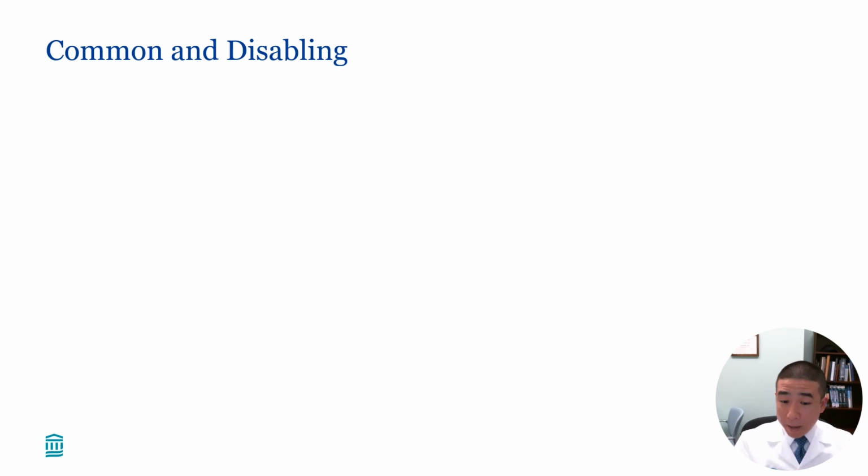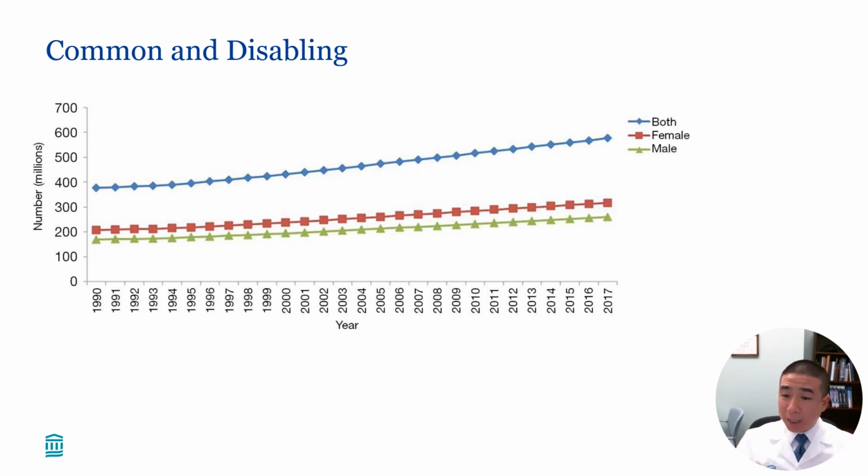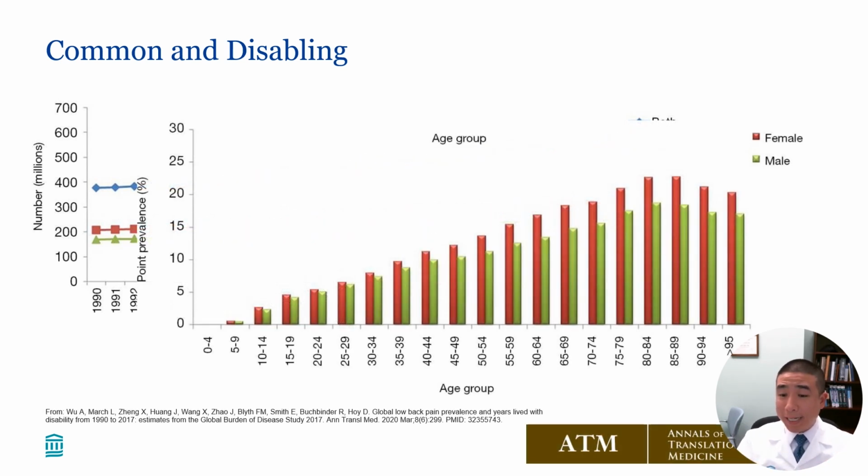Moreover, back pain and neck pain are extremely common and they're disabling. The incidence of this is increasing every single year. And on top of that, it's increasing with an aging population. It's the number one cause of disability in working age adults globally. And as a result, there's just a lot of it around.